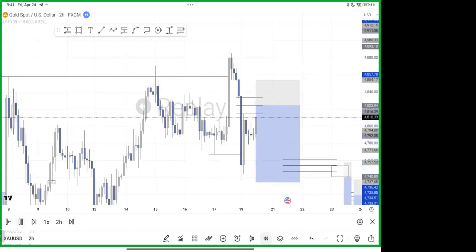So what we'll wait for is for price to mitigate and take out the next low. That's an example for a bearish one.